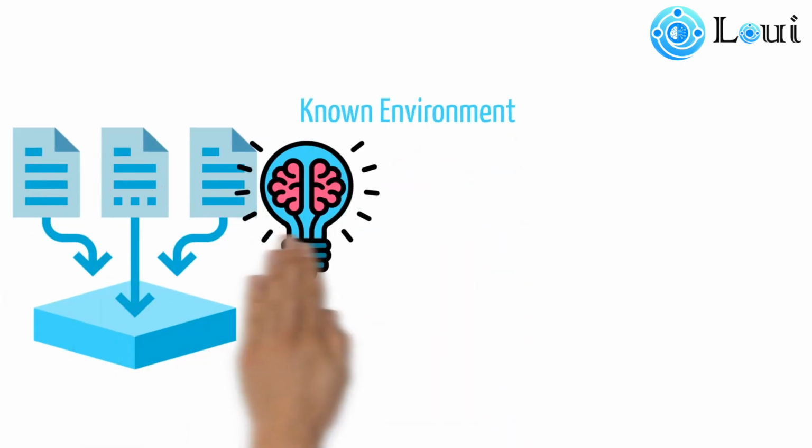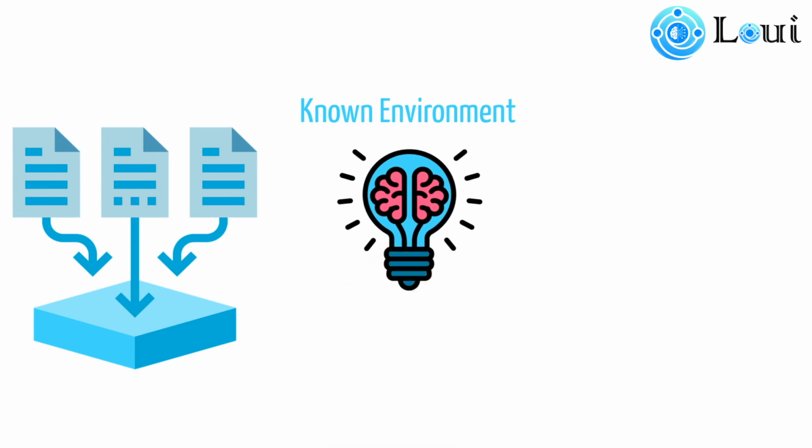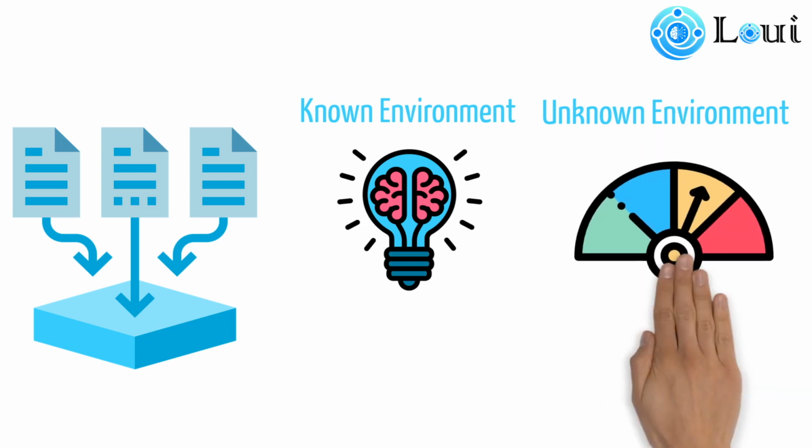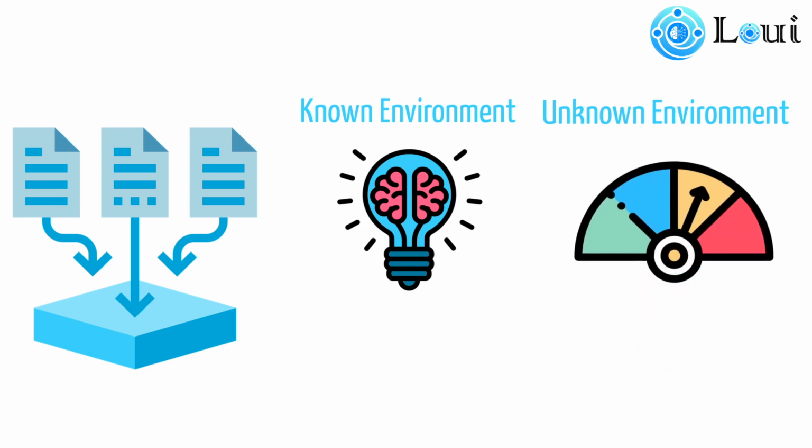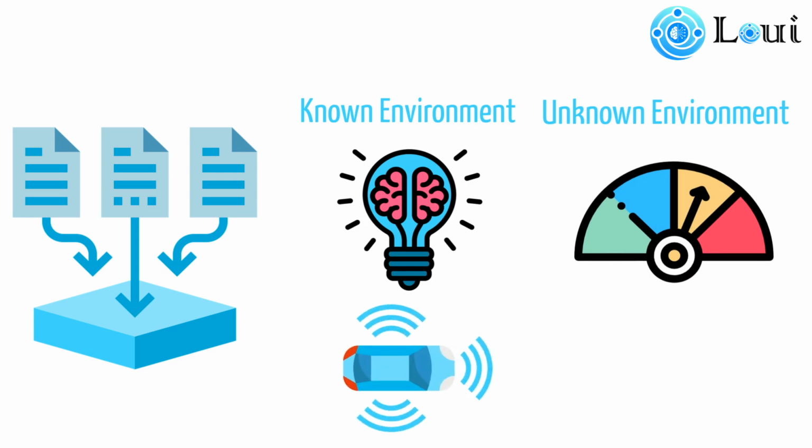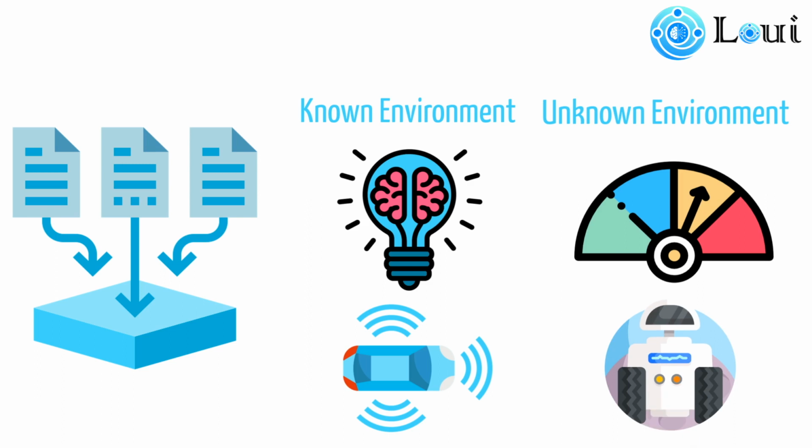Finally, the last parameter is about the amount of information available to the agent. In a known environment, the agent has complete information about the task and the environment. In contrast, in an unknown environment, the agent may have limited or no information about the task or environment. For example, a self-driving car operates in a known environment, as it has access to a wealth of information about the road, traffic, and weather conditions. However, an agent exploring an unknown planet would operate in an unknown environment, as it would have limited information about the planet's terrain, resources, and potential hazards.